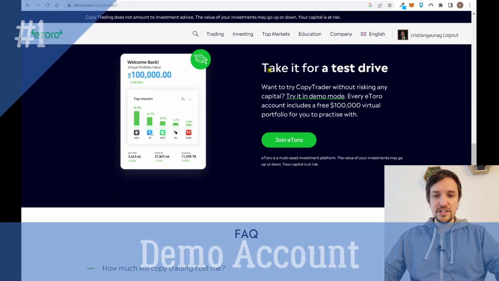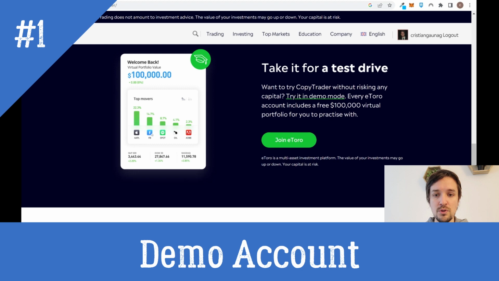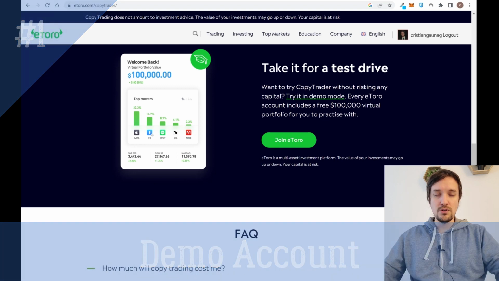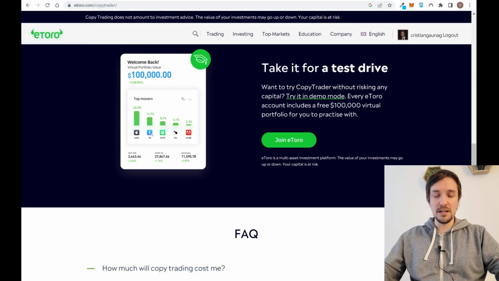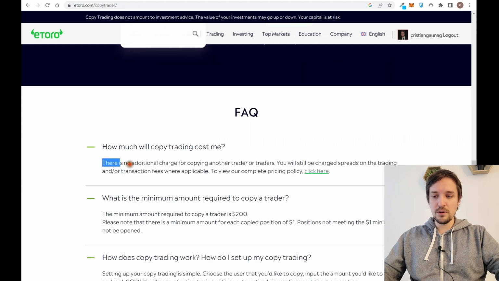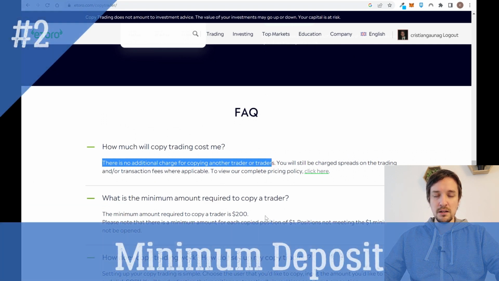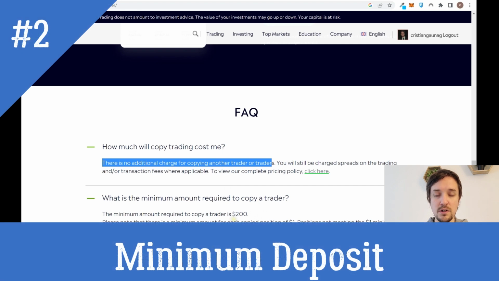You can even test all this functionality using a demo account, so you don't even have to deposit real money. You can start for free using a demo account without risk, and in that way you are going to understand if this functionality works for you or not. As I said before, there is no additional charge for copying another trader or traders inside the platform, and the minimum amount of money required to copy someone else is $200.